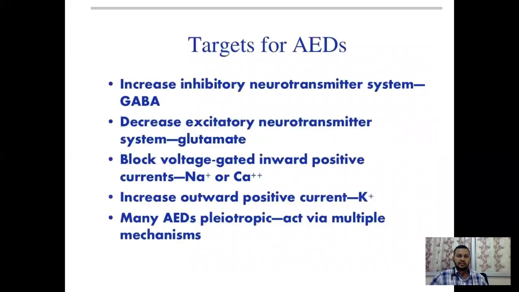Anti-epileptic drugs. Targets for antiepileptics: increase the inhibitory neurotransmitter system GABA, decrease the excitatory neurotransmitter system glutamate, block voltage gated inward positive current, sodium or calcium, and increase outward positive current, potassium. Many anti-epileptic drugs are pleiotropic and act via multiple mechanisms.